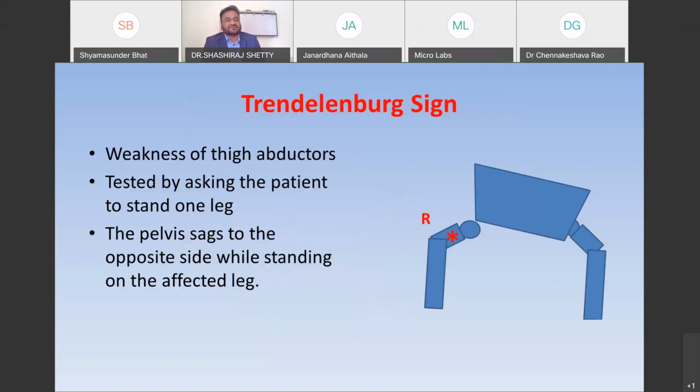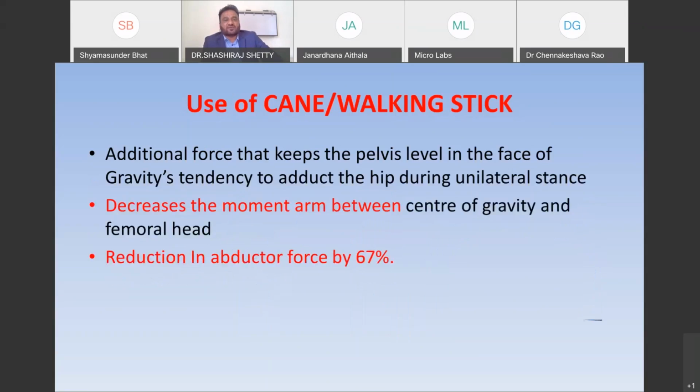Trendelenburg sign: weakness of the thigh abductors, tested by asking patients to stand on one leg. The pelvis sags to the opposite side while standing on the affected leg. Use of a cane or walking stick provides additional force that keeps the pelvis level in the face of gravity's tendency to adduct the hip during unilateral stance. It decreases the moment between the center of gravity and the femoral head, reducing the abductor force by 67%.